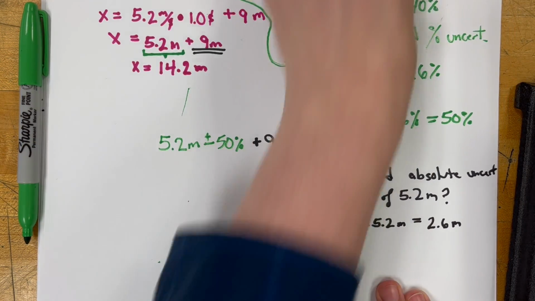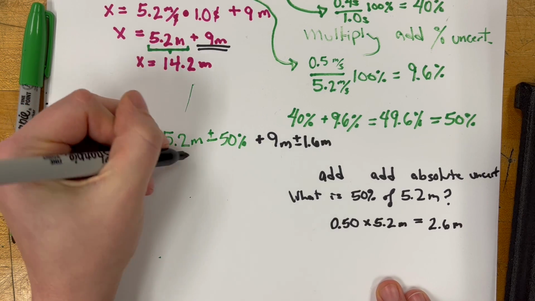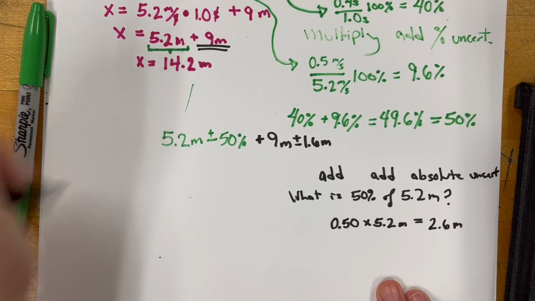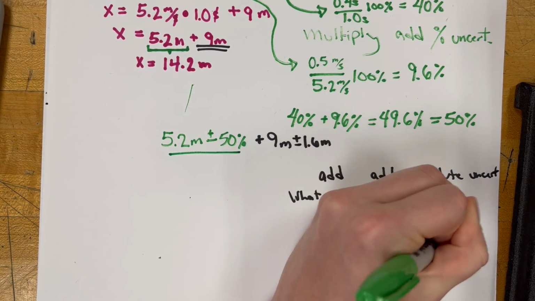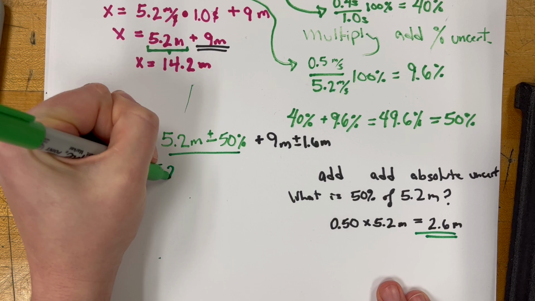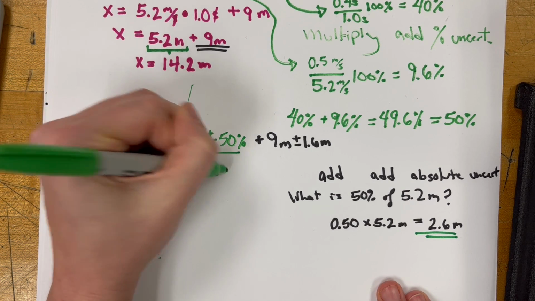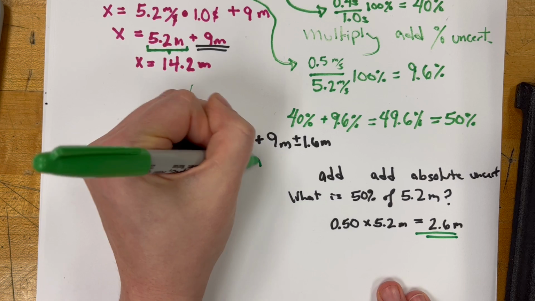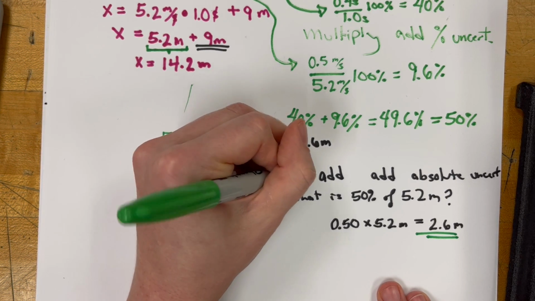Again, you could use your calculator. I used my head. Either one works just fine. Not bad to double check on your calculator. So I can rewrite this value right here using this absolute uncertainty. So it's 5.2 meters plus or minus 2.6 meters. And then we're going to add that to 9 meters plus or minus 1.6 meters.